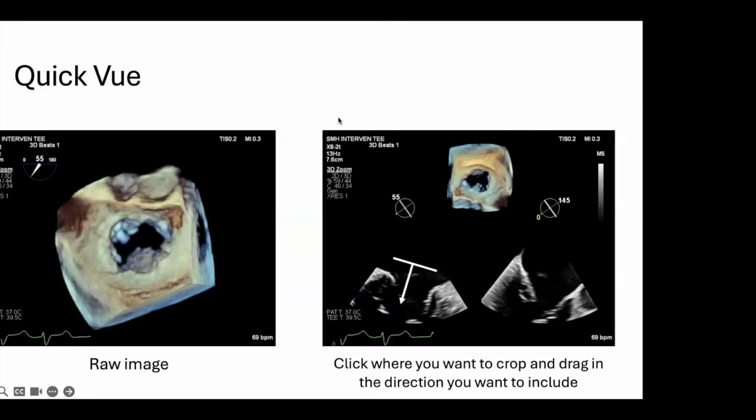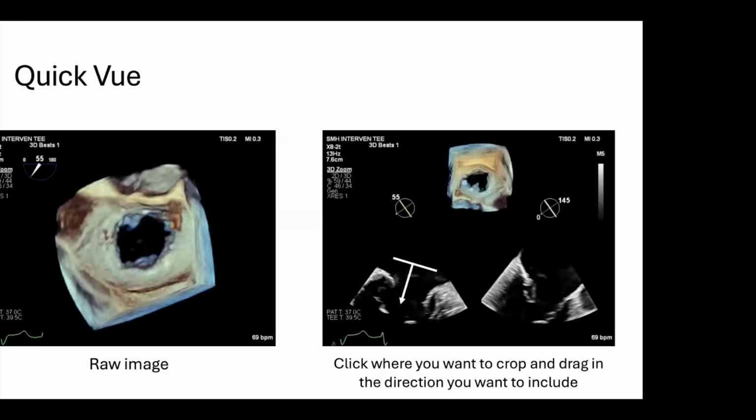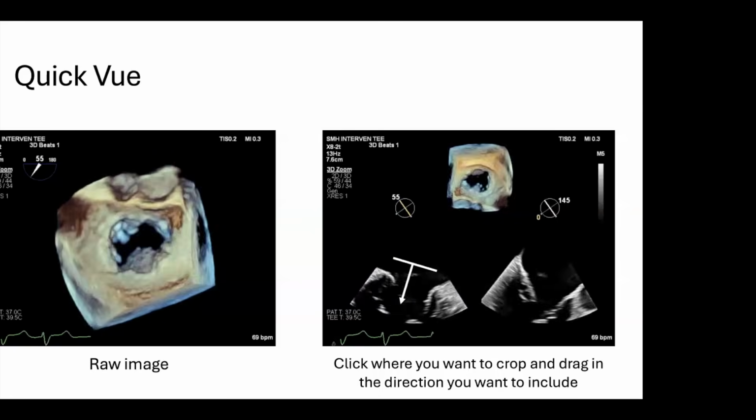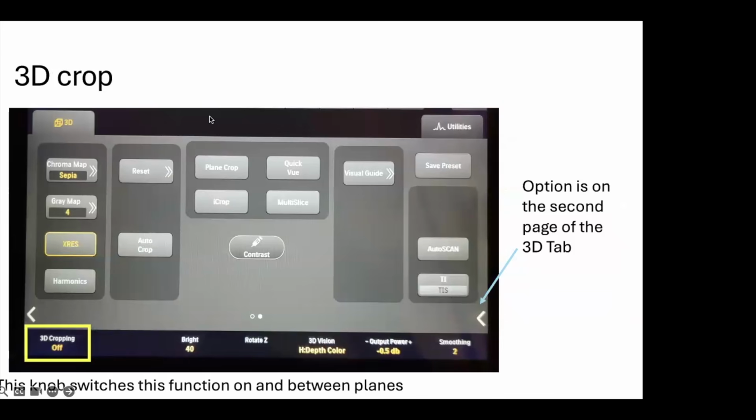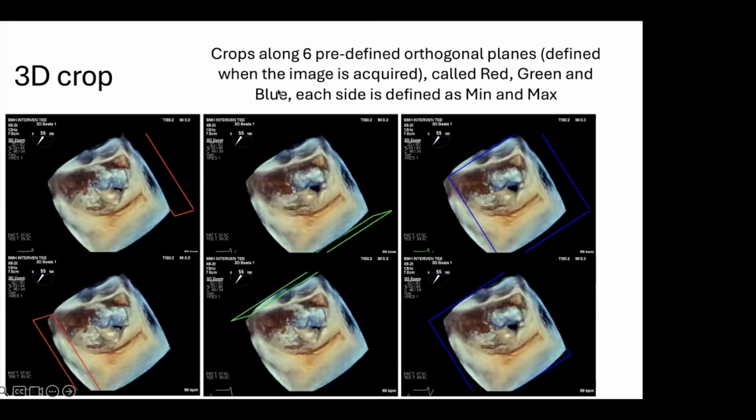It's quick in terms of cropping it, but again, I find it doesn't give you a lot of control, so I don't really like it. And then there's this 3D crop. It's the last cropping tool we'll talk about. It's in the bottom left corner here, and it generally starts as 3D cropping off. It's on the second page of this 3D tab.